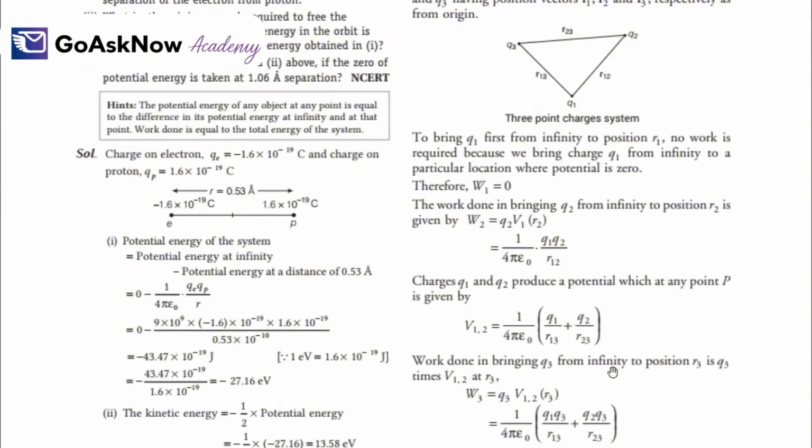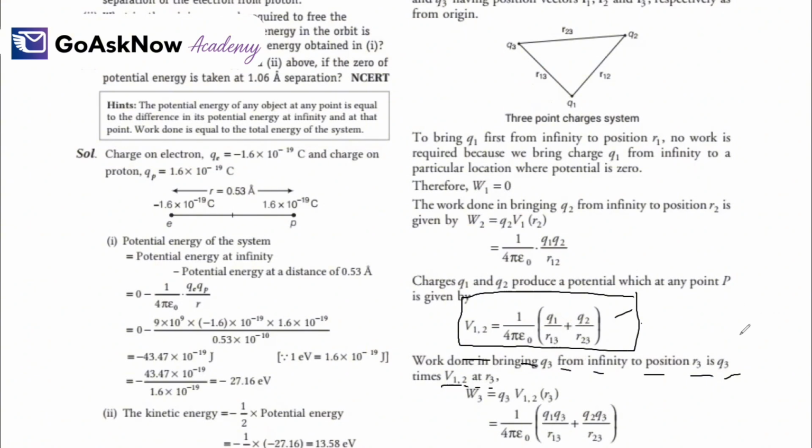After bringing the charges Q1 and Q2, they produce a potential at point P, given by the formula 1 by 4 pi epsilon naught, Q1 by R13 plus Q2 by R23. This is the electric potential because two charges are now present in the space. The potential due to these charges will be equal to the sum of each potential. The work done in bringing Q3 from infinity to position R3 is Q3 times V12 at R3.